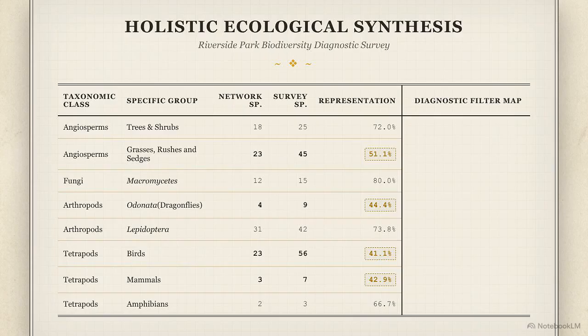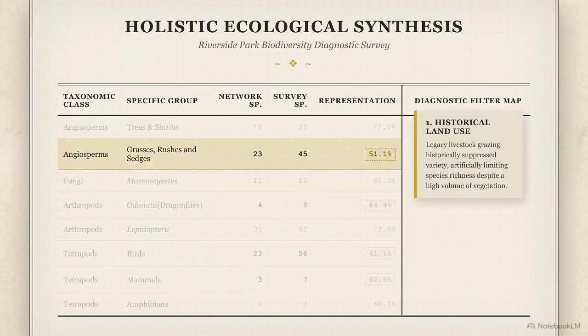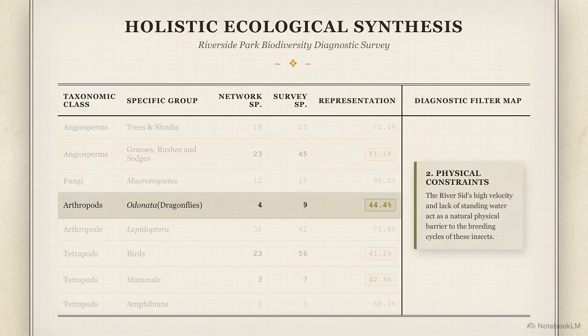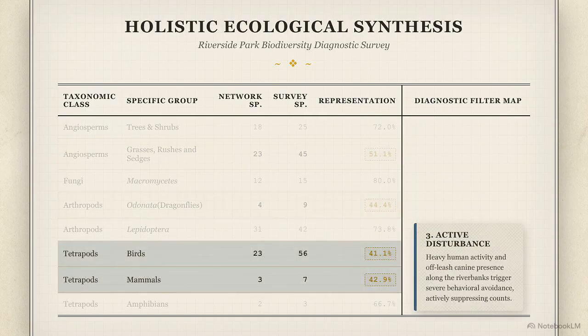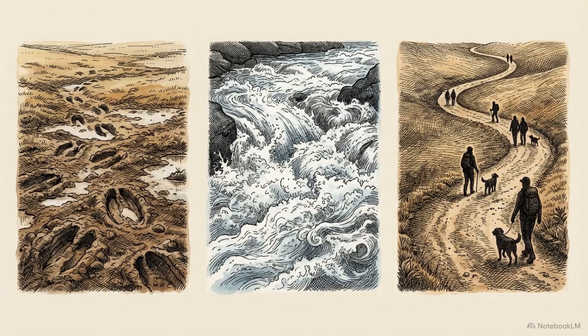Zooming back out to the full survey table, we can understand the complex forces hidden within the raw percentages. We can categorize the exact forces shaping this ecosystem: historical land use dictating the grasses, physical constraints blocking the insects, and active disturbance suppressing the tetrapods. A diverse landscape does not foster diverse biology without careful management of these three specific filters.